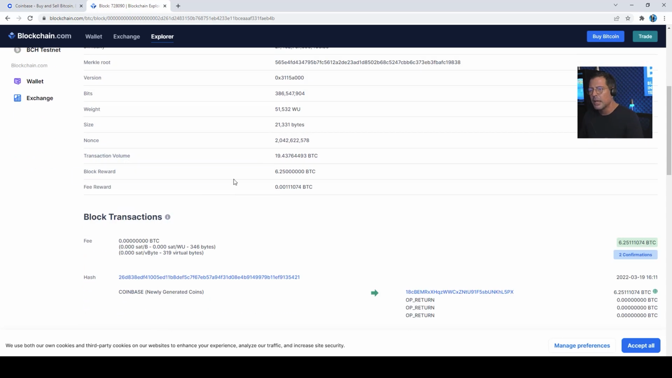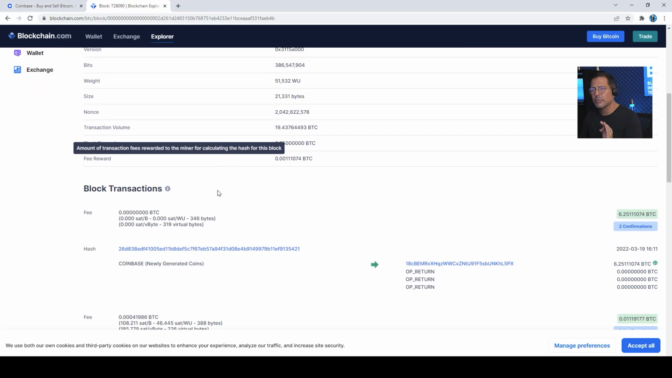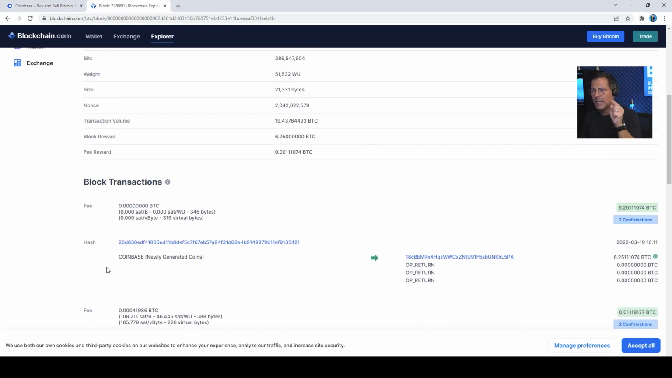So let me take you to the next view. When you look through the block, every single block on the Bitcoin blockchain always has as its first transaction a Coinbase transaction. Notice the Coinbase transaction is newly generated coins, and those newly generated coins were 6.25 Bitcoins. But you'll notice there's not just 6.25 Bitcoins, there's 6.25111074 Bitcoins in this transaction that the miner wrote to themselves. So you see, it consists of 6.25 new Bitcoins plus 0.00111074. When you add these two together, you receive 6.25111074 Bitcoins.